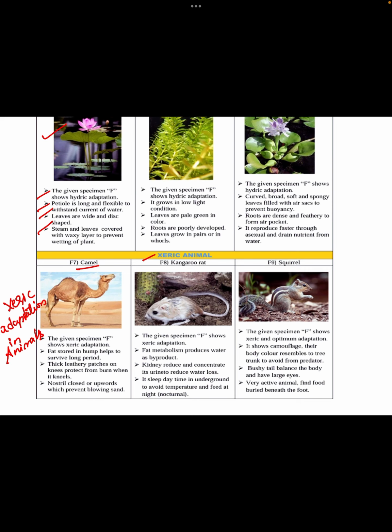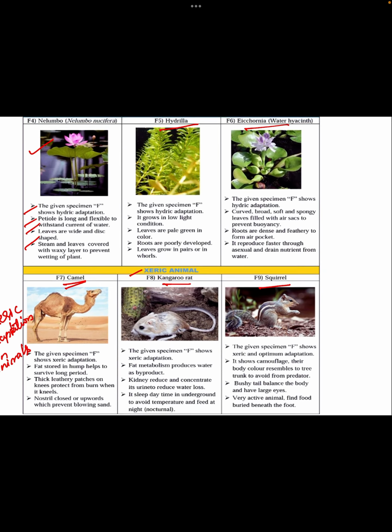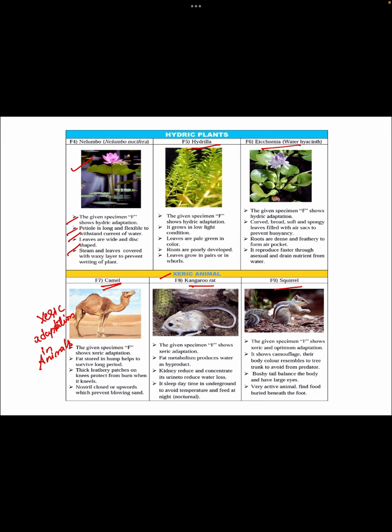This is not an elementary class question, isn't it? Just writing camel doesn't fetch you marks. You have to write xeric adaptation in camel, xeric adaptation in kangaroo rat, xeric adaptation in squirrel. Only then you will get a mark, students. Please make a note of it. Just go through the points I have given here, or in your practical manual. I am not going into detail here. I am just telling you how to write the answers and how much you have to write. So this is regarding the xeric animal.